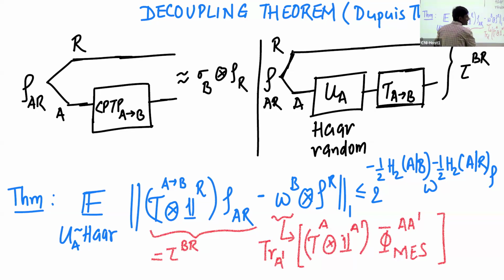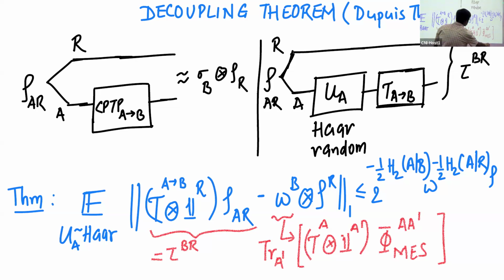This is what we started out with: corresponding to any channel, I can define a Choi matrix that will be on the systems A prime B. If I trace out A prime, this is the output state that I get. So this says that if I take the expectation over all the Haar random unitaries, essentially an integration with respect to the Haar measure, this is upper bounded by 2 to the minus half of the conditional entropy H2 of A given B evaluated with respect to omega, because omega is this state on systems A and B, and H2 of A given R evaluated on the input rho.